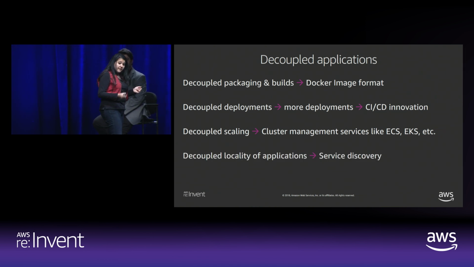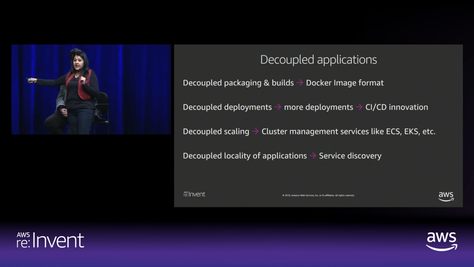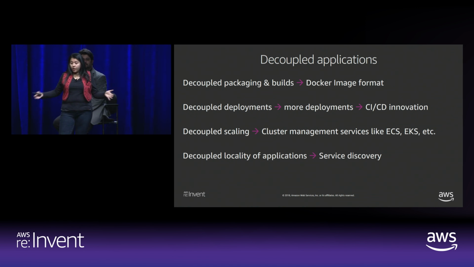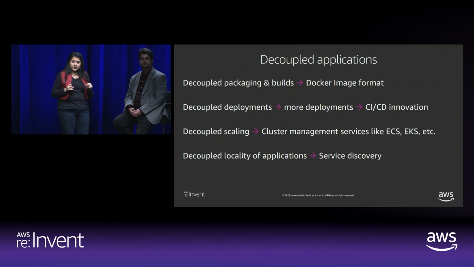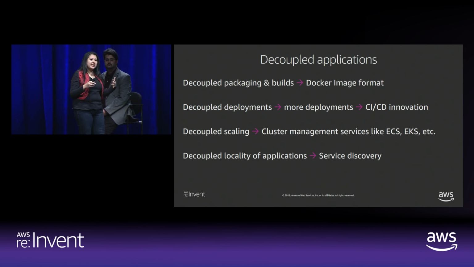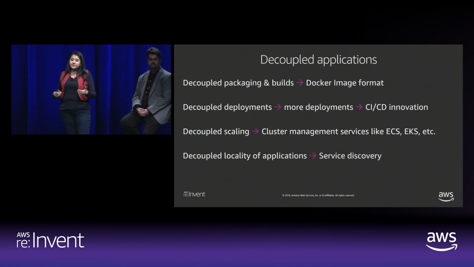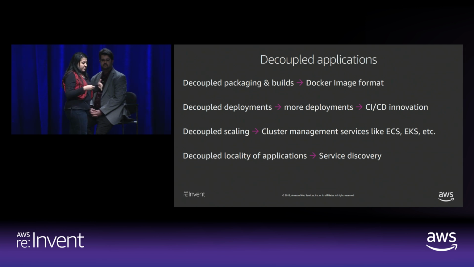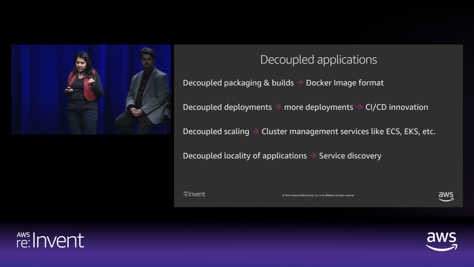Decoupled locality of applications. Applications no longer assumed that other applications that they wanted to talk to were running locally within the same virtual machine, or even that they were running on well-known addresses of remote machines, because the whole placement of containers on VMs became such a dynamic decision. And so we needed a way for applications to dynamically discover where other applications lived. And service discovery and all the wonderful solutions we have there was the answer to that.